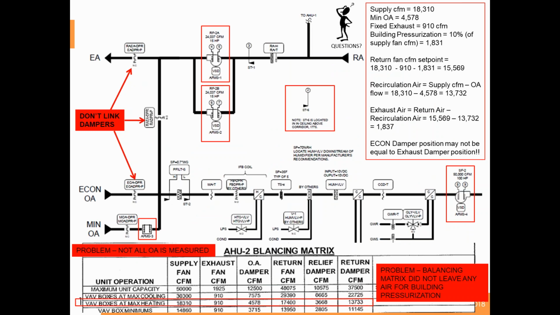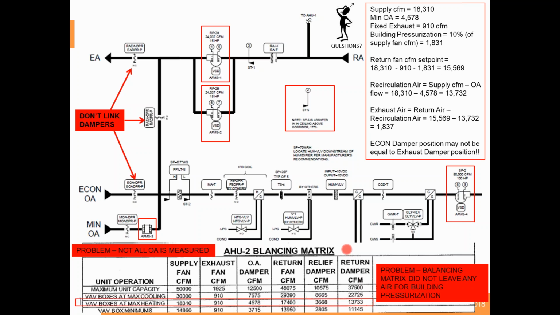Putting this into numbers, and this is a great slide, and I really want to commend, there was an engineer that had done this, they'd put their graphic together, and really what I want to commend them on is there's this balancing matrix at the bottom. Where they talked about the supply CFM, exhaust CFM, so this is their HVAC zone for air handler 2, their OA damper, return fan, relief fan, return damper. I mean, they gave lots of data.